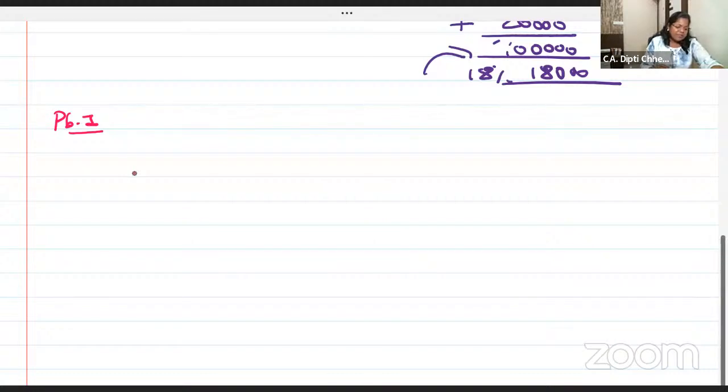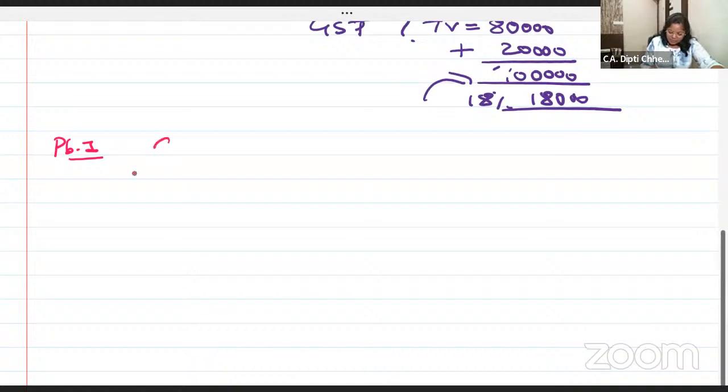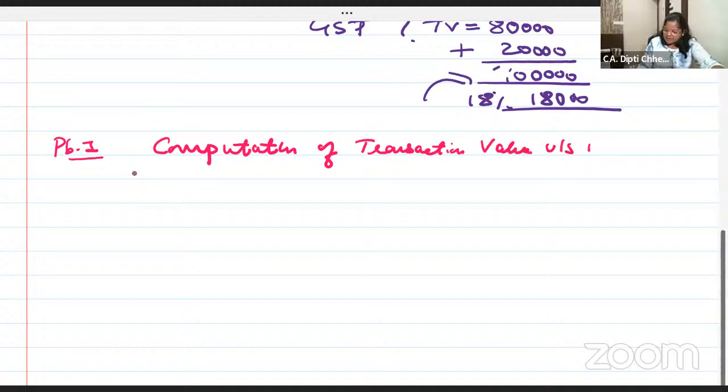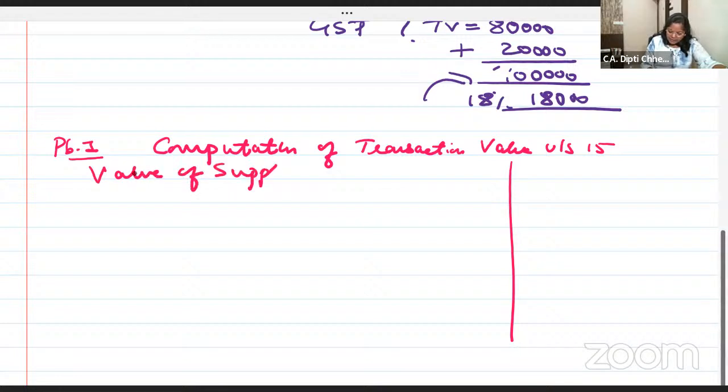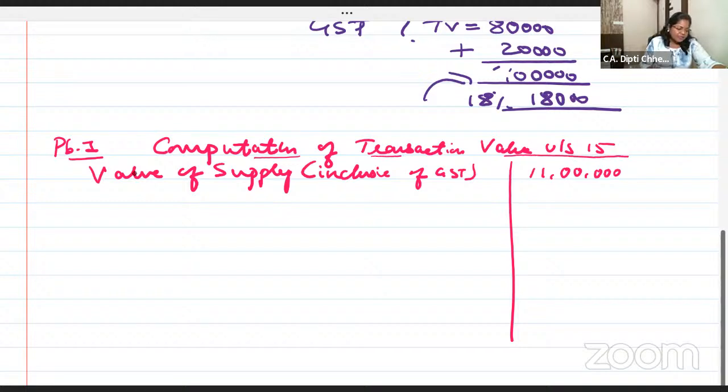From the following information, determine the taxable value. So transaction value. So heading likho: computation of transaction value under section 15, particulars and amount. Already they have given the value of supply in brackets, inclusive of GST. Inclusive of GST, 11 lakhs.